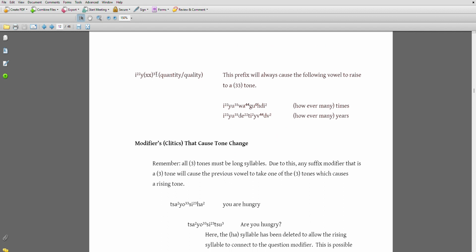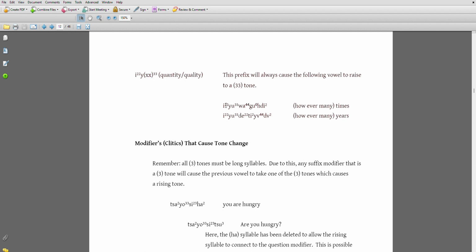Okay, here's another pre-pronoun, I, Y. The two X's here stand for any vowel that will connect to this prefix. But if it does, it will cause that vowel to become a 3-3. If the vowel that it connects to is already 3-3, then you don't have to worry about it. It will just fuse together.